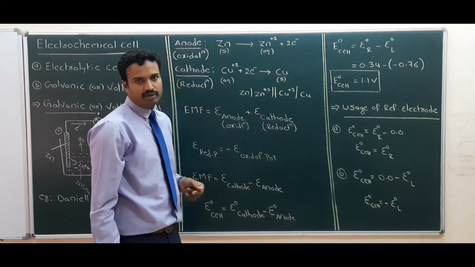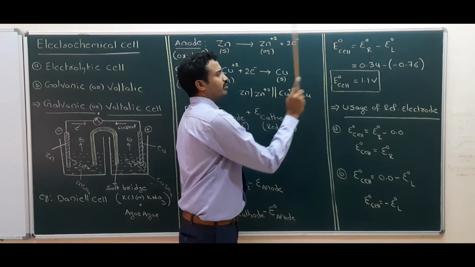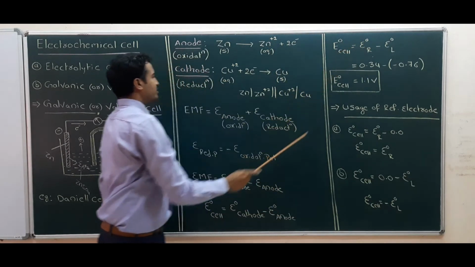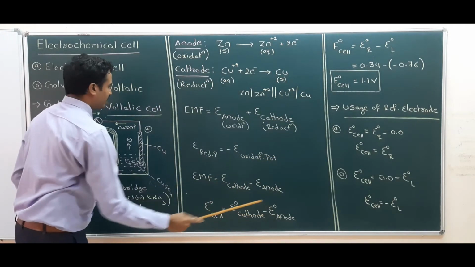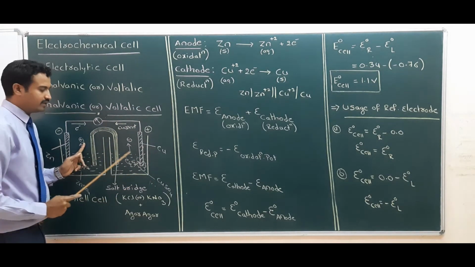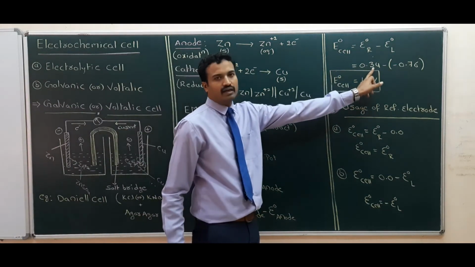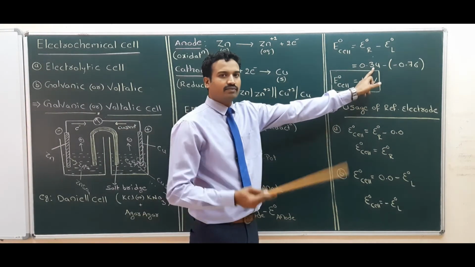Now a general example. This is a standard value. Standard reduction potential. Here, reduction potential, E cathode minus E anode. This is cathode, this is anode. E cathode minus E anode. This E cathode value we cannot calculate directly. This value we cannot get directly. By using the reference electrode we will get it.